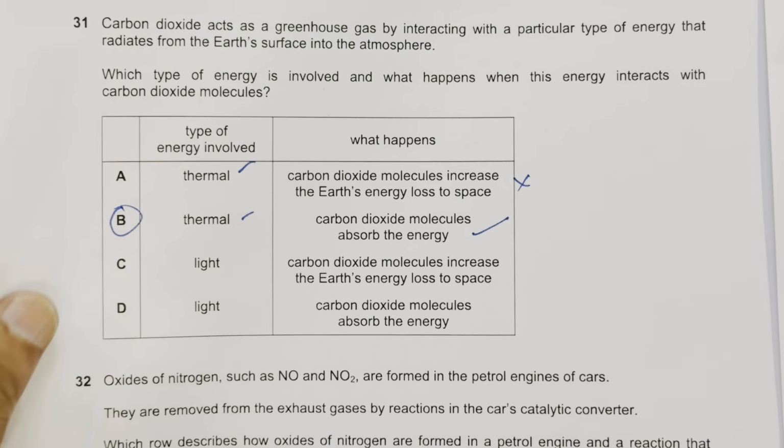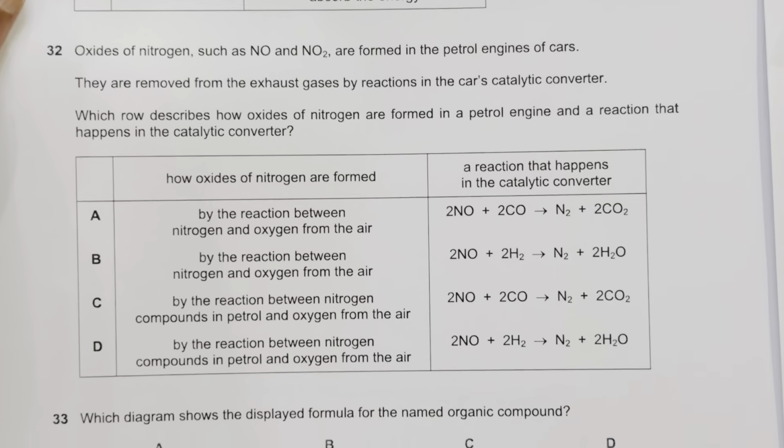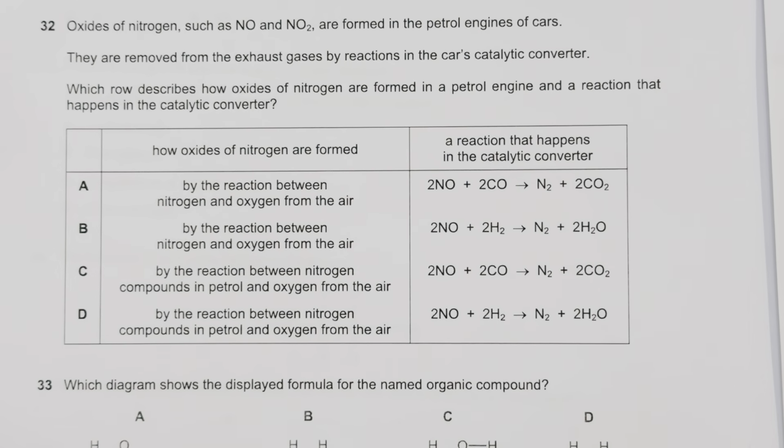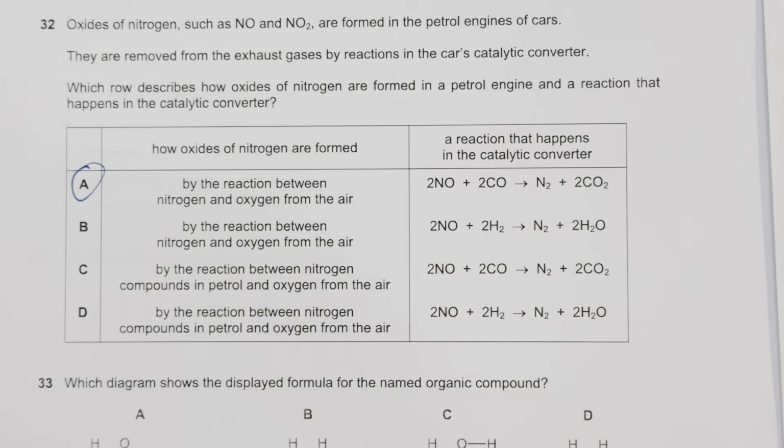Oxides of nitrogen such as NO and NO2 are formed in the petrol engines of a car. They are removed from the exhaust gases by a reaction in the car's catalytic converter. Which row describes how oxides of nitrogen are formed in a petrol engine and a reaction that happens in a catalytic converter? We know that it happens by the reaction between nitrogen and oxygen from the air, and in the converter nitrogen oxide plus carbon monoxide would produce nitrogen and carbon dioxide gas. So option A is the correct option.